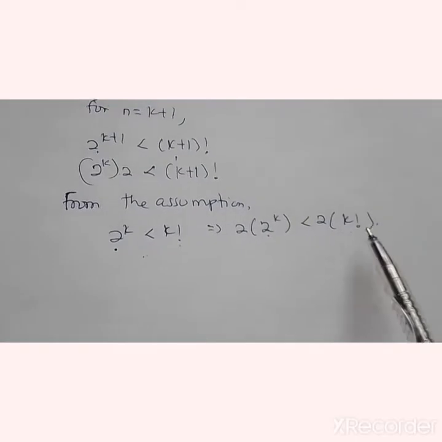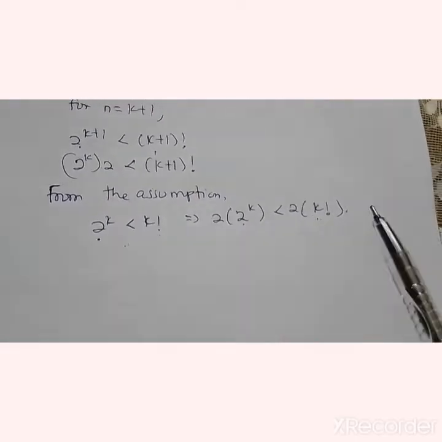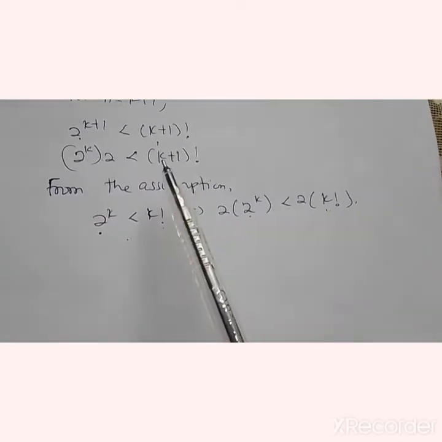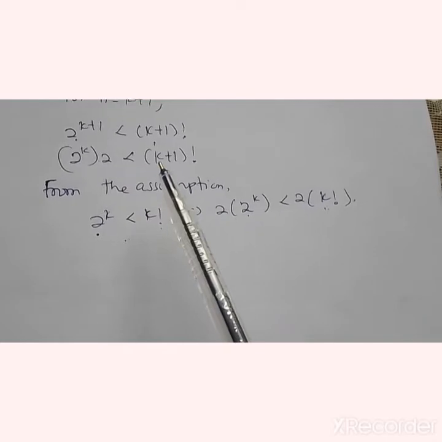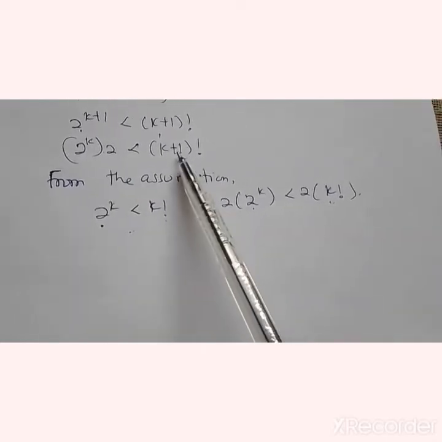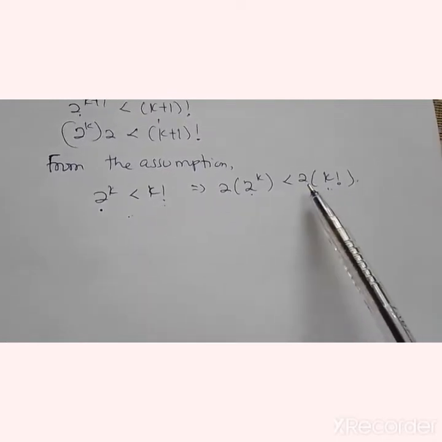This whole expression is less than this. From the assumption, this is less than this, and it's true. So we have to show that this is less than this. That is the inductive step that we are doing. That is what we are supposed to prove. You have to prove that this itself is less than this. But from our assumption, we can see that this is less than this, which is true.